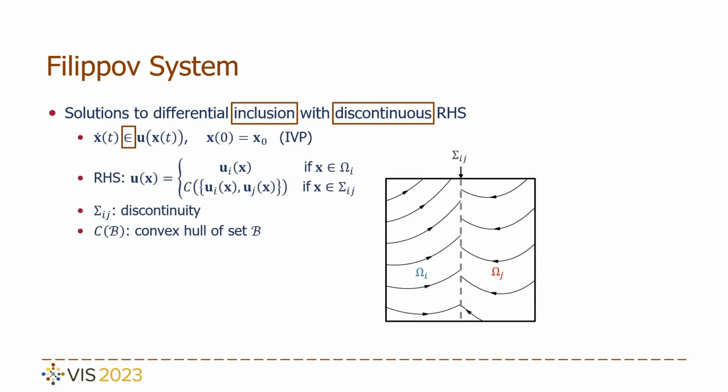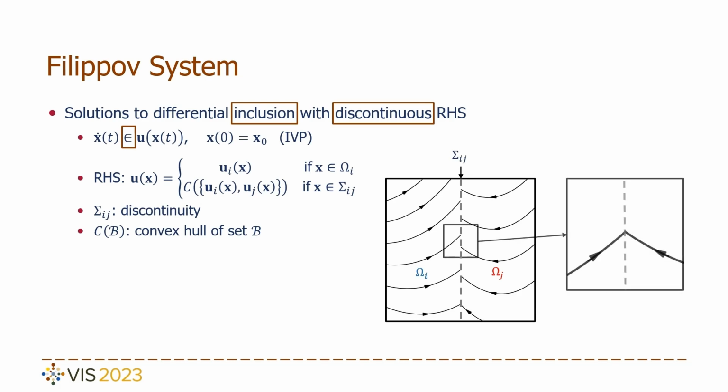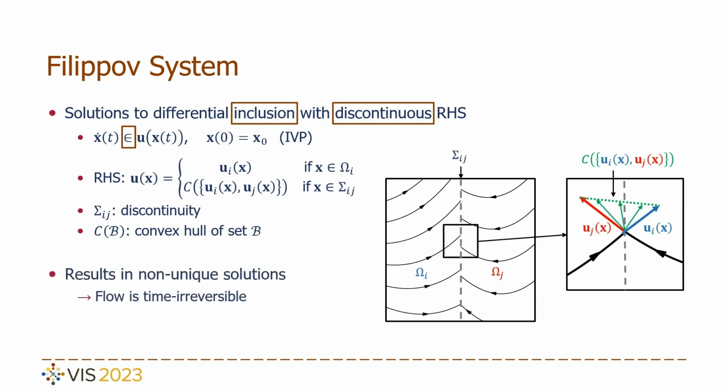Let us take a look at an example. The smooth vector fields of adjacent regions meet in a discontinuous manner at sigma ij. A closer look at the discontinuity shows how the convex hull is formed, which is here indicated by the green arrows. Due to the set-valued right-hand side, solutions to Filippov systems are in general non-unique.